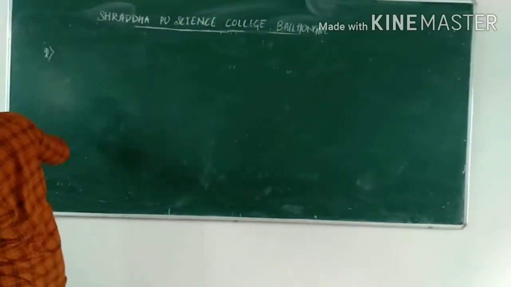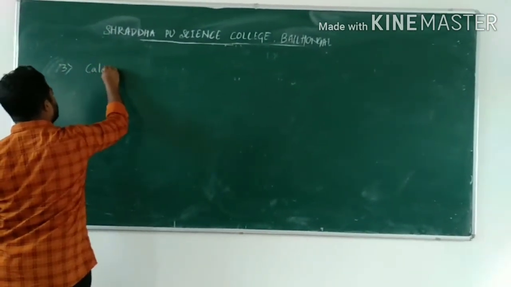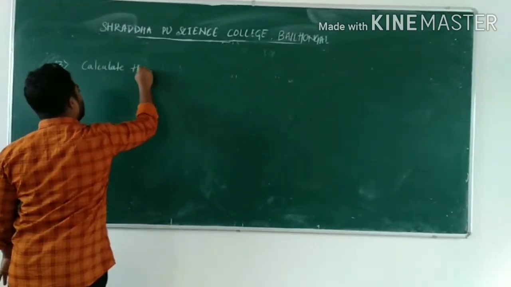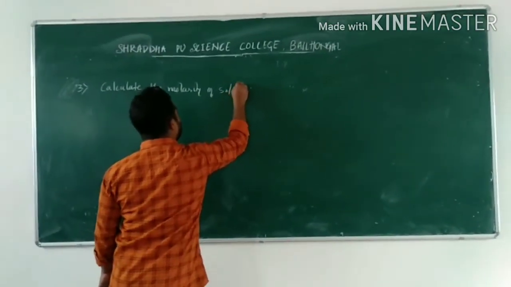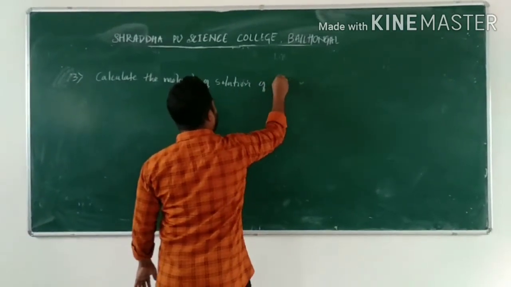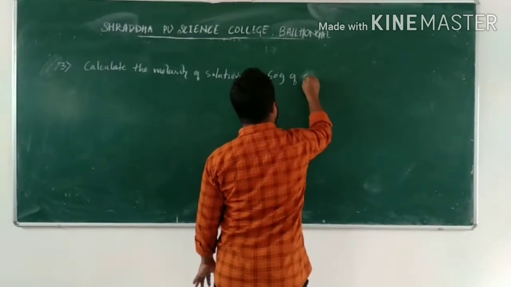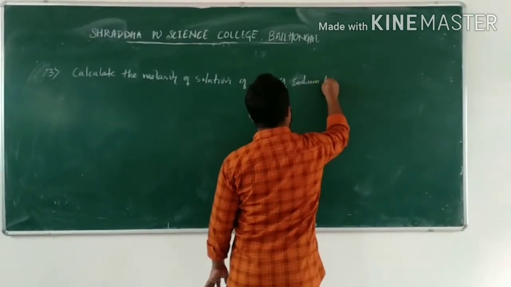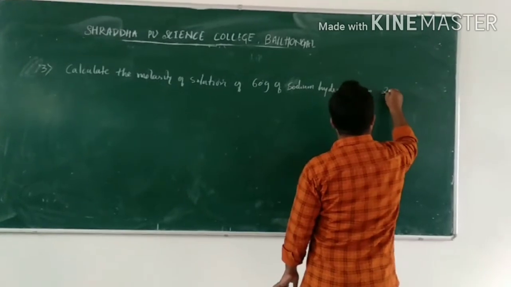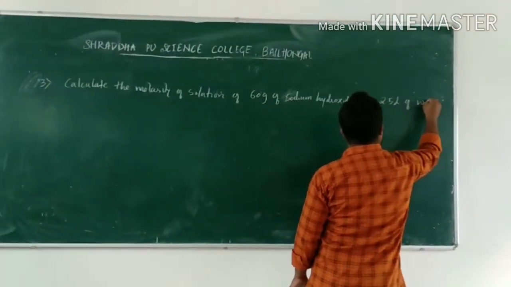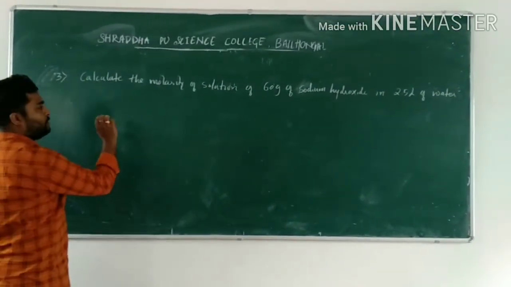Okay, that is problem number 3, based on the molarity. Calculate the molarity of the solution of 60 grams of sodium hydroxide in 2.5 liters of water. So in order to solve this, first I should know the given mass of the solute.